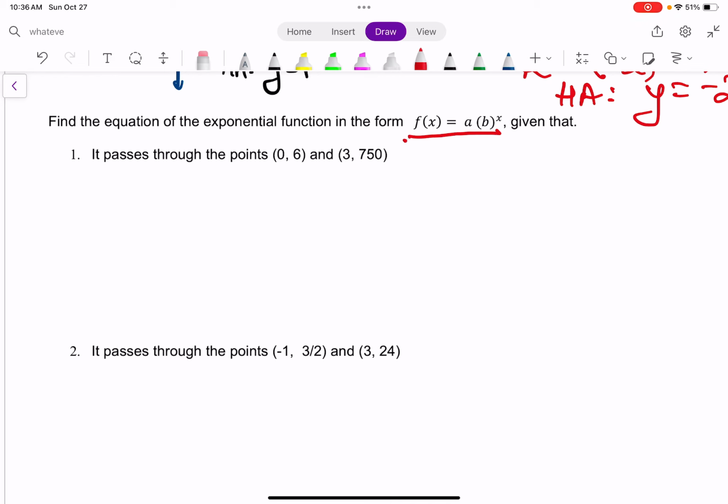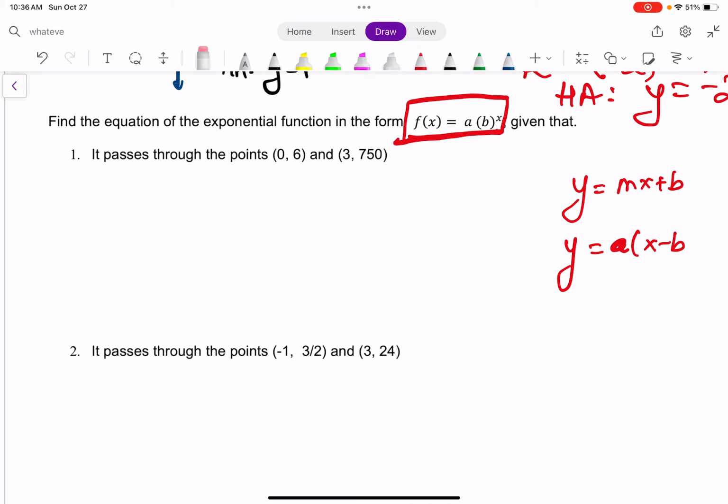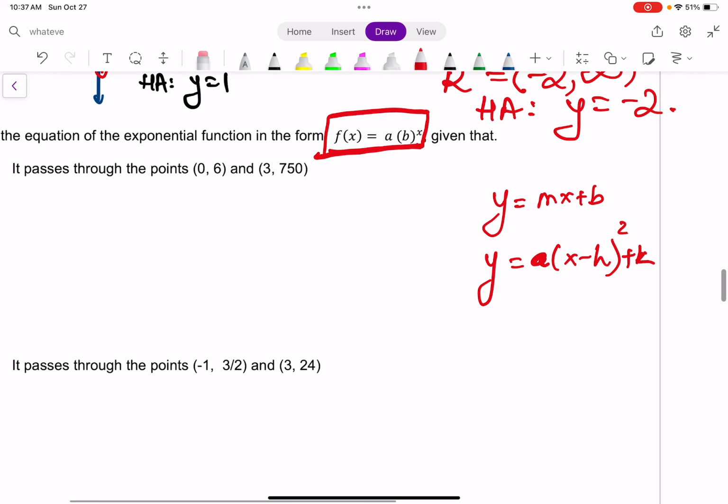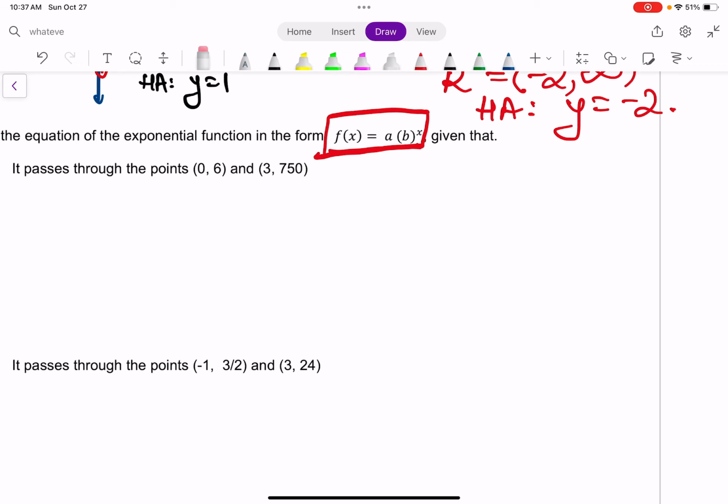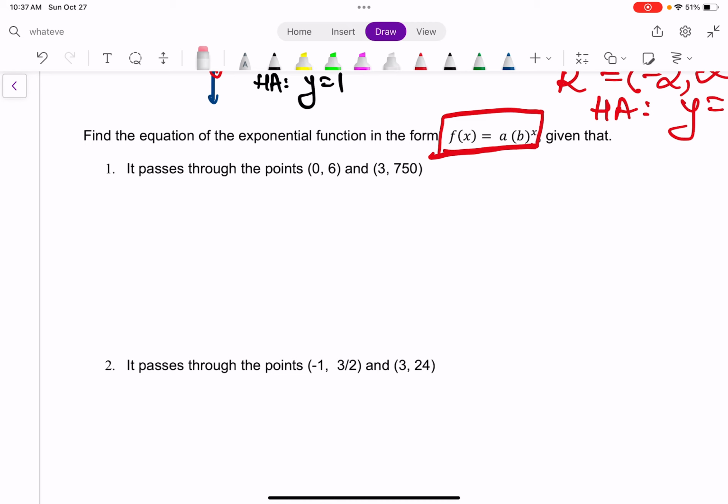This is the form of an exponential function, reminding you of, so kind of like find me the equation of a line. Here's the form of a line. Find me the equation of a quadratic function. What did we call those things? Here's the equation of a quadratic function, right? So we know the form that we had to write the equation in. Okay. Now, the form that we're going to write an exponential function in is right here.